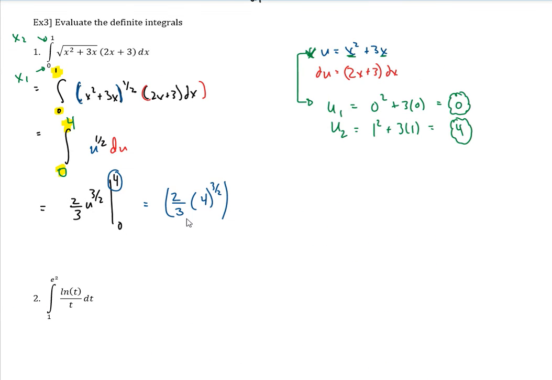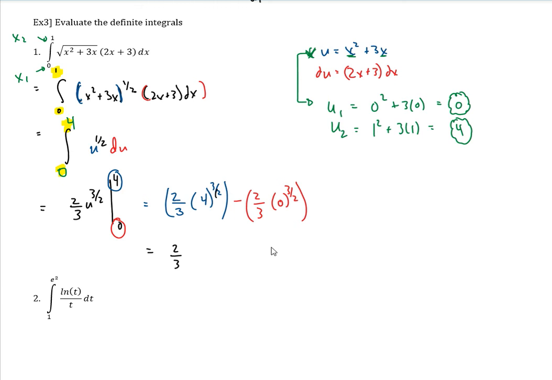There we are. Okay, so the 0 is going to go in. So minus 2/3, 0 to the 3/2. Okay, and then now it's just order of operations. So this now becomes 2/3, 4 to the 3/2. Doing it without a calculator.